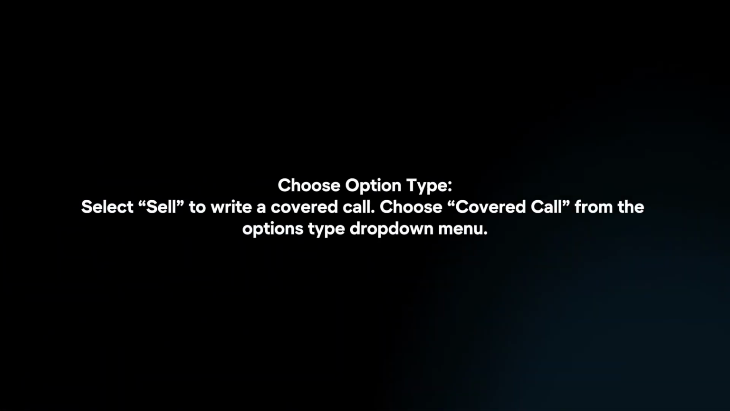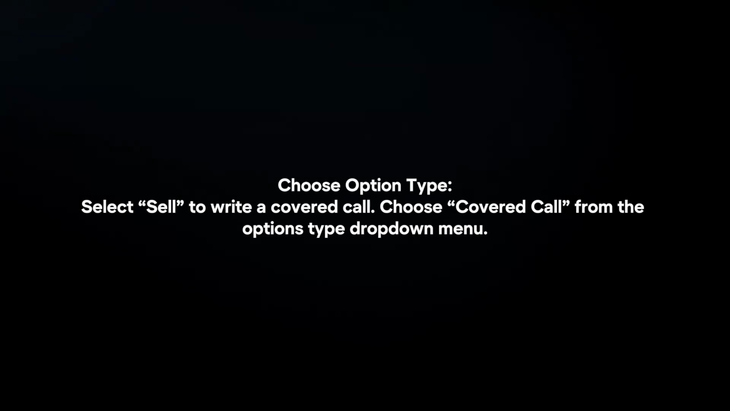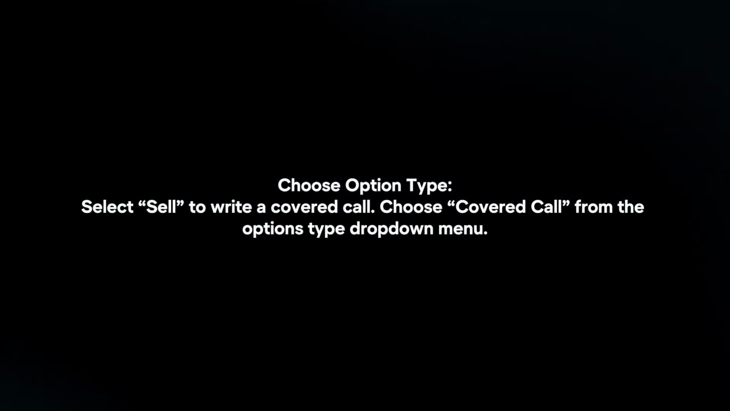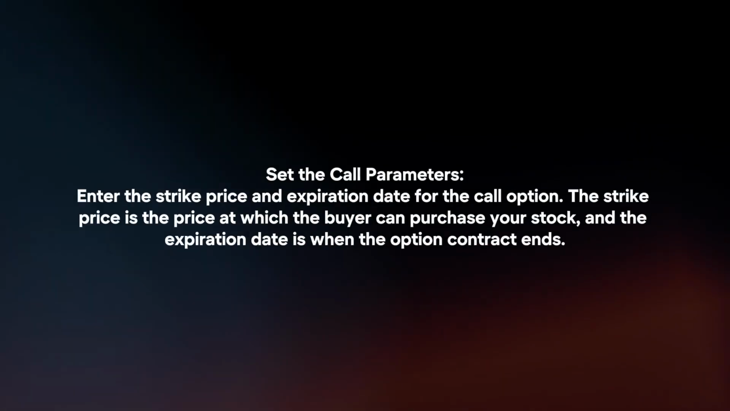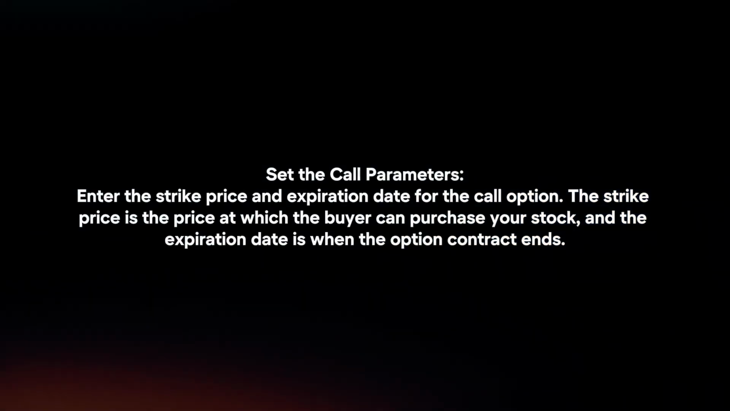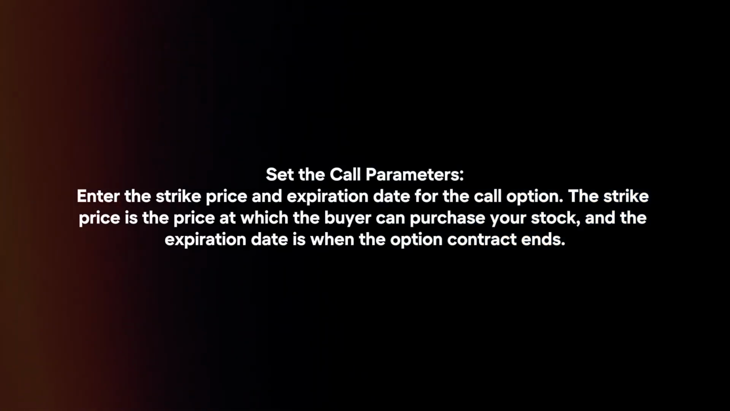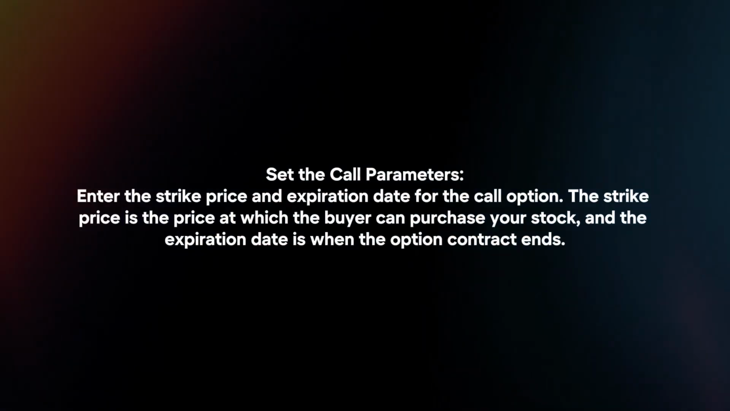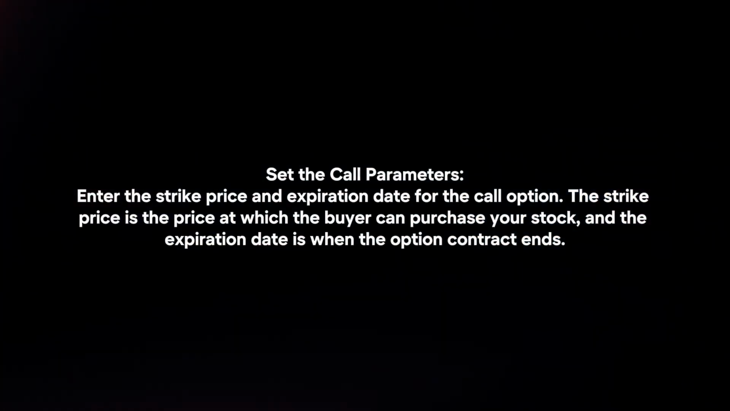Choose option type. Select Sell to write a covered call. Choose Covered Call from the Options tab drop-down menu. Set the call parameters. Enter the strike price and expiration date for the call option. The strike price is the price at which the buyer can purchase your stock, and the expiration date is when the option contract ends.